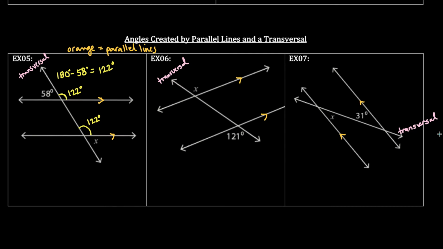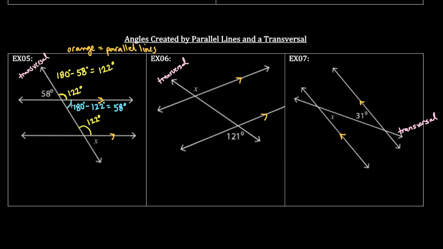Let's go to this next one. If you look at this blue angle, this blue angle and this 122 degrees are also supplementary. So if I take 180 and take away this 122, I get 58 degrees. You get 58 degrees, right here.